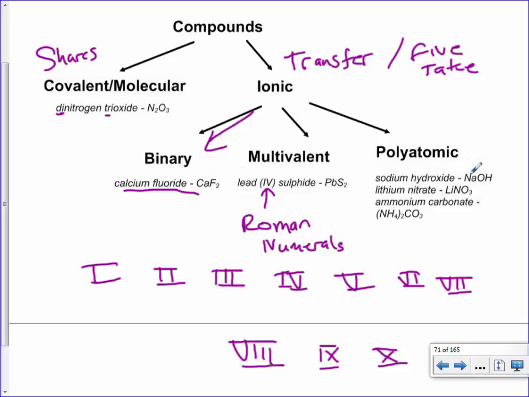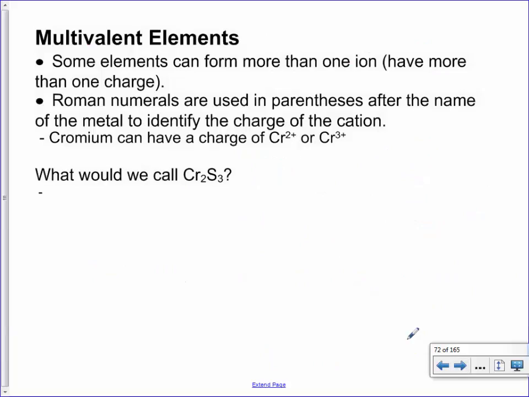Like here there's a compound with an Na and an O and an H. There's 3 things there. It needs a different naming scheme. Or here, Li, N, and O. 3 things. Different naming scheme. This one's even more. N, H, C, and O. There's 4 things in that one. So it's going to require a different naming scheme. Does that make sense? So that's my goal today, to talk about how to name things under this branch and this branch. So I'm going to start with multivalent.